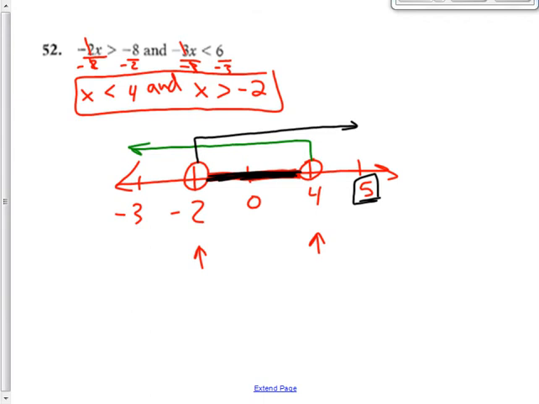It doesn't change the fact that there's an infinite number of answers. There's still an infinite number. You can give me any number that's bigger than negative 2 and less than 4, and I can give you another one. And then you can give me another one, and I can give you another. And there's an infinite number still in between there, which is why we do all the shading.